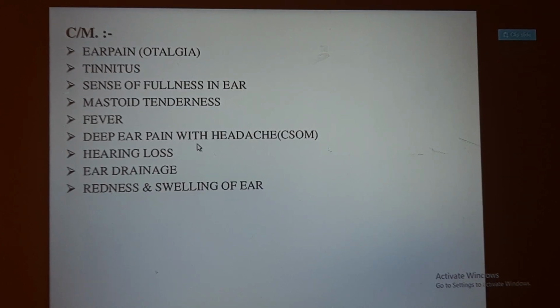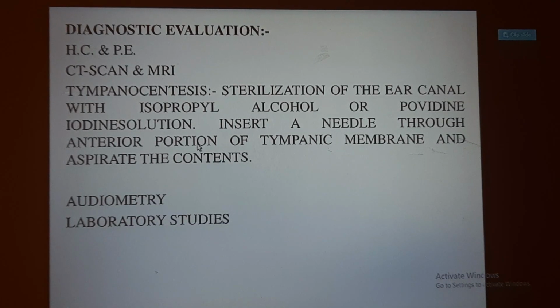Next we will see the diagnosis: how we are going to find out that the person is having otitis media. First one is history collection.